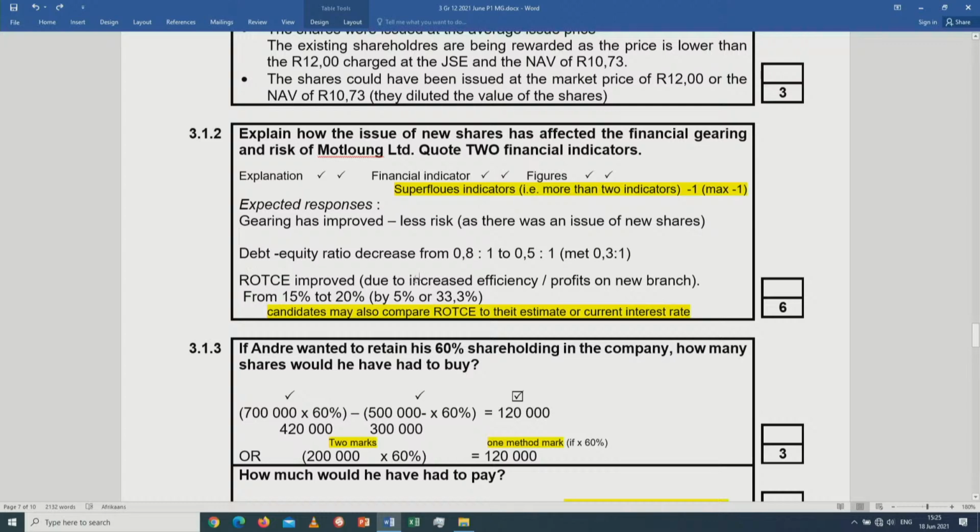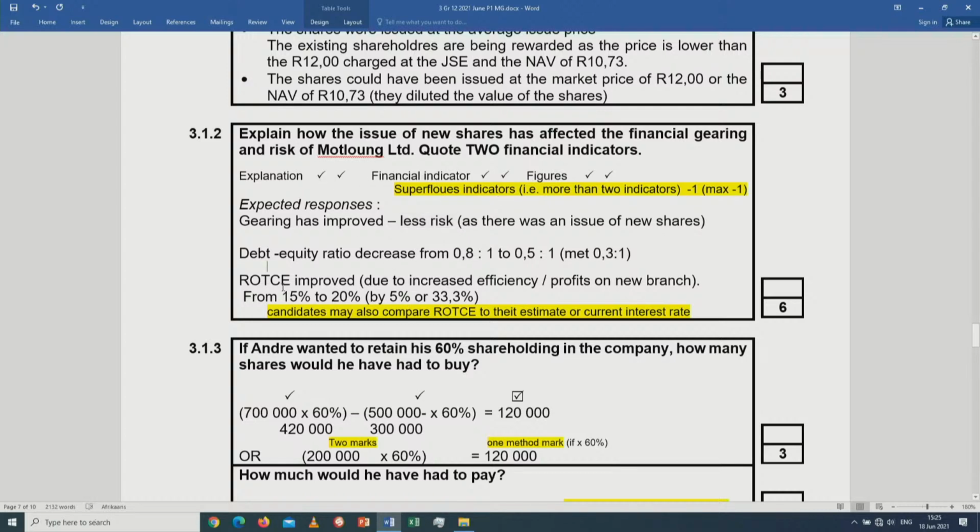by quoting the return on total capital employed, 1 mark, that it has improved or increased from 15% to 20%, another 1 mark, and then 1, 1, 1, 1 will give us 4. And then a general comment of the 2, there a learner must talk about low risk or less risk to get 1 mark for the explanation.